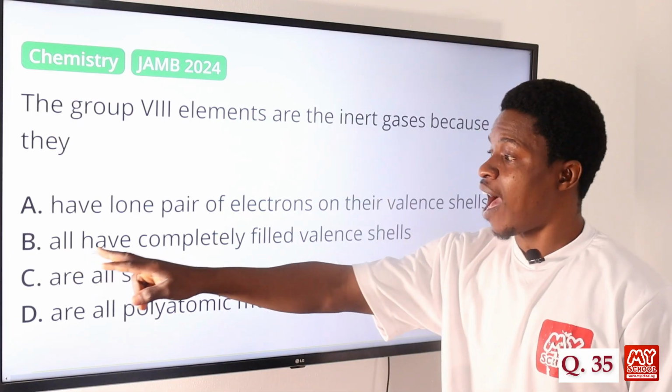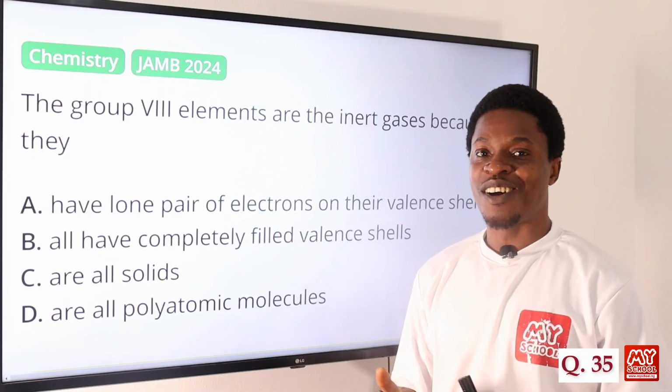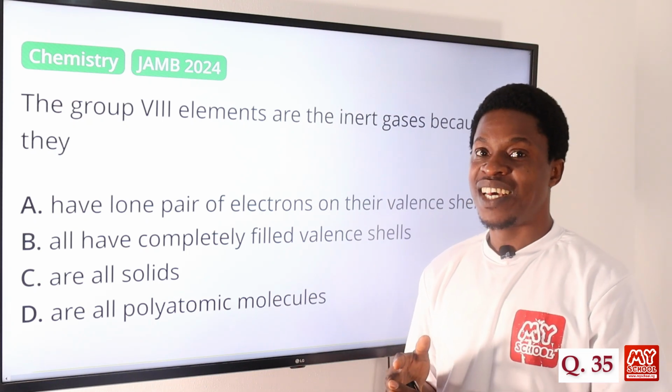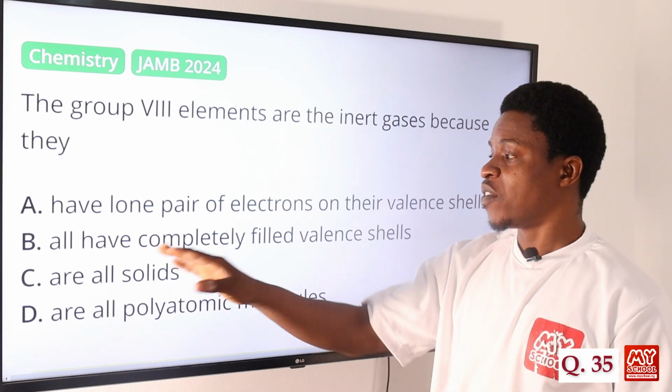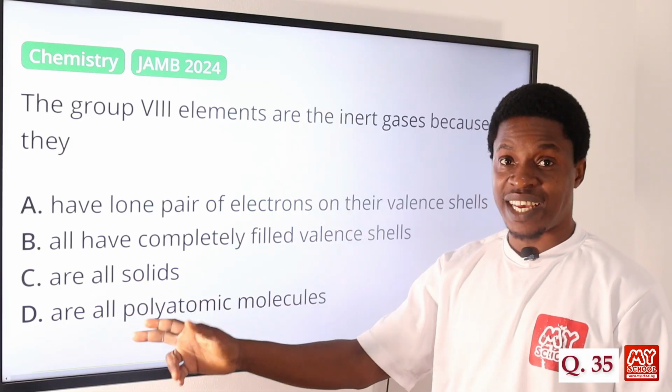Option B says all have completely filled valence shells. Yes, all their shells are completely filled, like we talked about helium, neon, argon, and so on and so forth. So they have a completely filled valence shell. Option C says are all solids. No, they are gases actually.